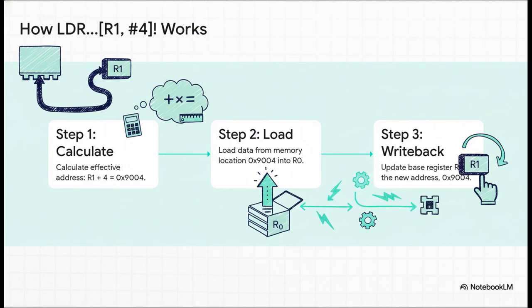Let's see how that actually plays out. Let's say our base register, R1, is pointing to memory address 9000. This instruction first calculates the target, 9000 plus an offset of 4, which gives us 9004. Then it loads whatever data is at that location into our destination register, R0. And finally, because of that exclamation mark, the write back, it updates R1 itself. So R1 is now permanently pointing to 9004. It's already ready for the next move.